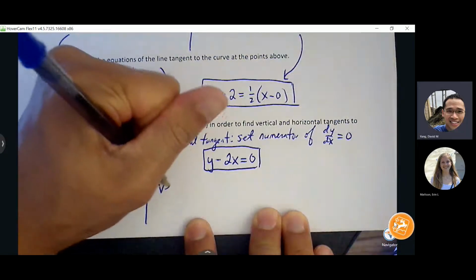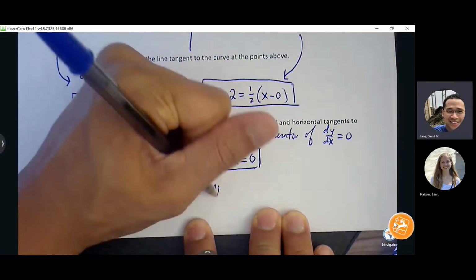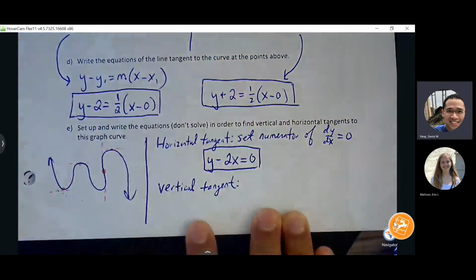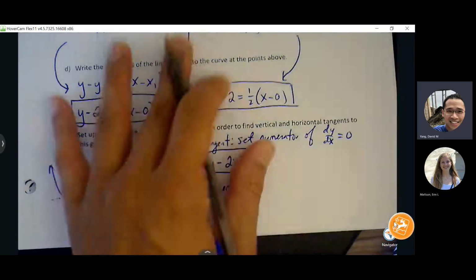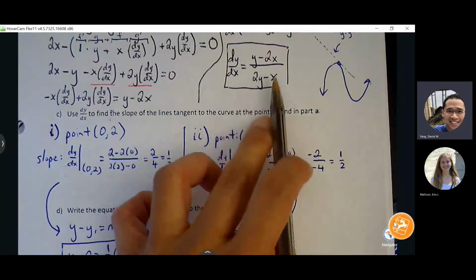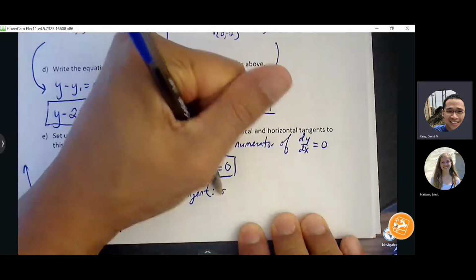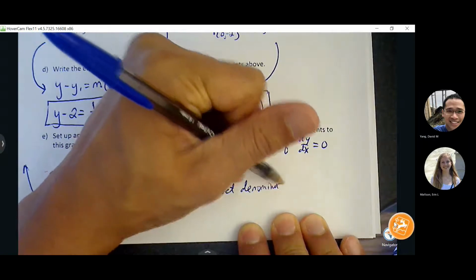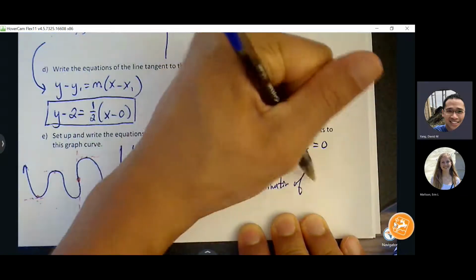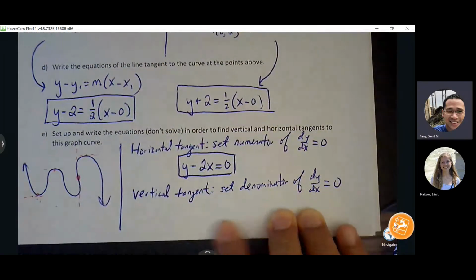Okay. Vertical tangent. Anytime I'm looking for a vertical tangent, I'm basically looking for where my slope is undefined. And the place where my slope is undefined is going to be wherever causes my denominator to be 0. So if I set the denominator of dy/dx equal to 0, that will tell me where the slope is undefined.